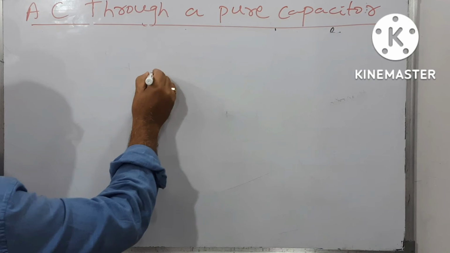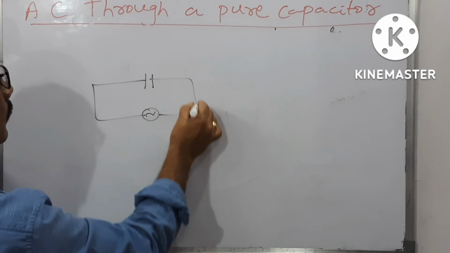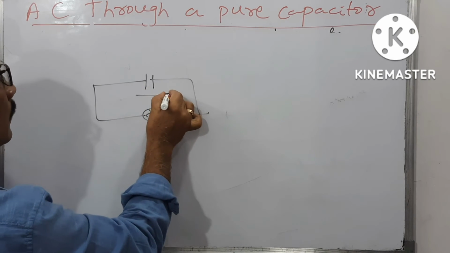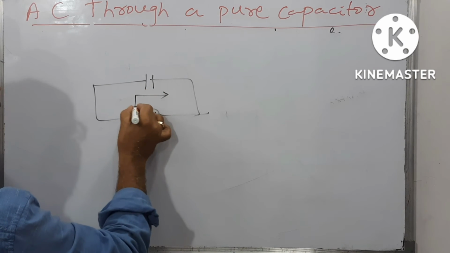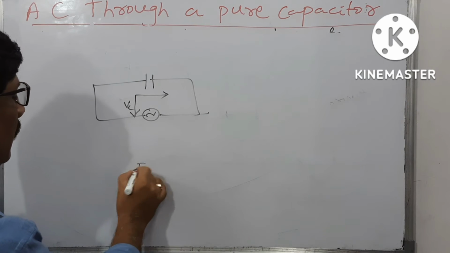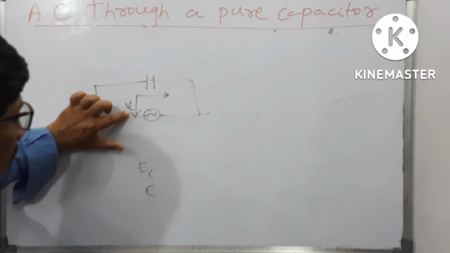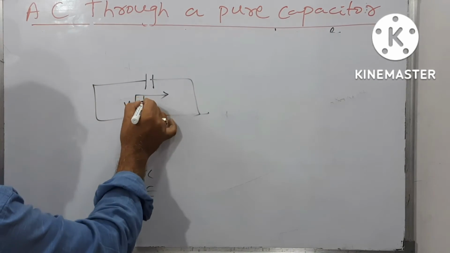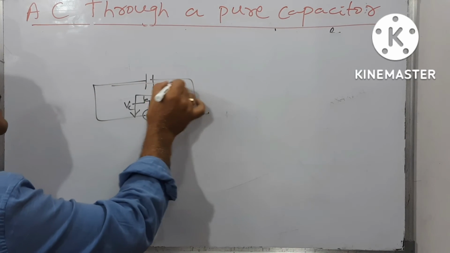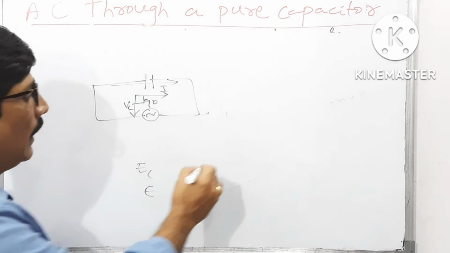Also, when the capacitor is connected to an AC source, if the current is in this direction, voltage is in this direction. This is called VC. VC means VC or EC or E, whatever it may be, all are the same. So the voltage and current are like this. This is 90 degrees.